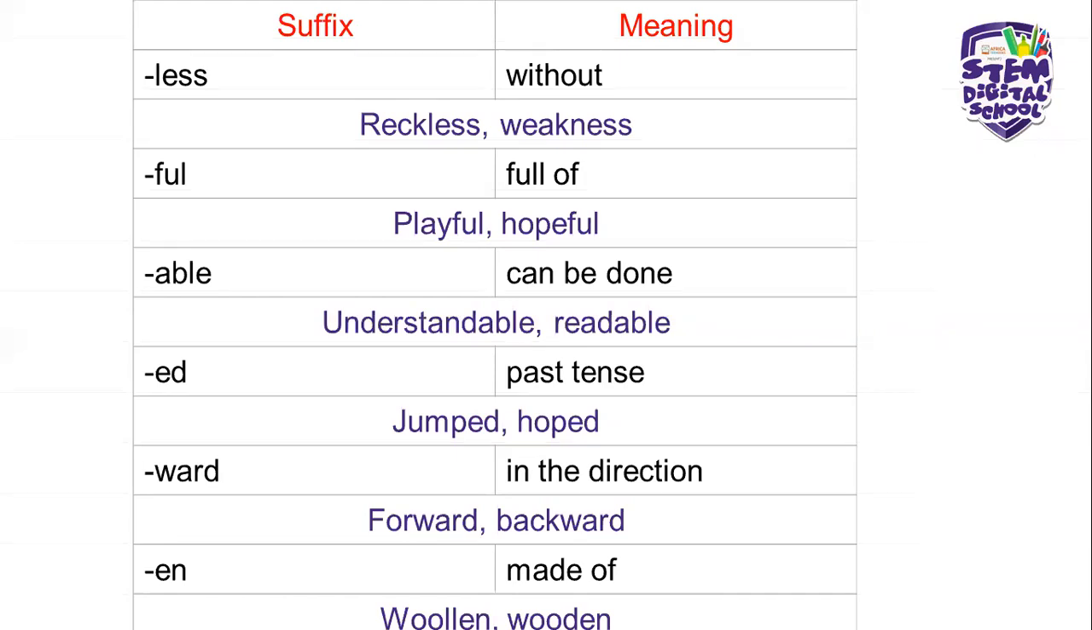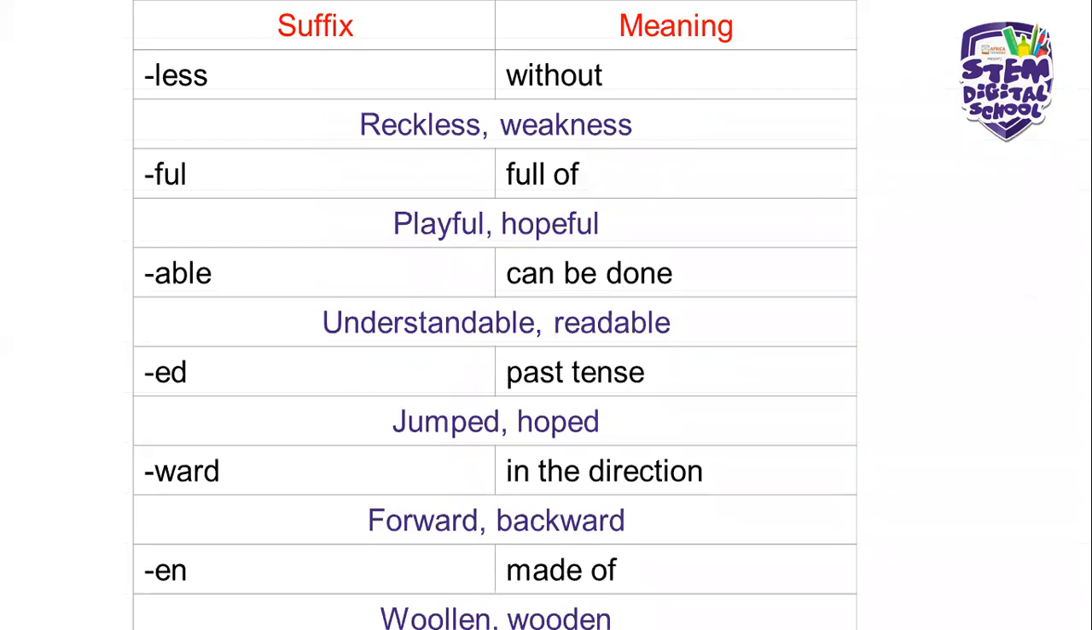Ed is past tense. Since we have this one here, this is one we use a lot to put something in past tense. You just put ed at the end of a word, like jumped, hoped. Ward means walk in the direction, like forward, backward. En means made of, like woolen or wooden. Now I see we have a few examples here, like careless, that means without care.